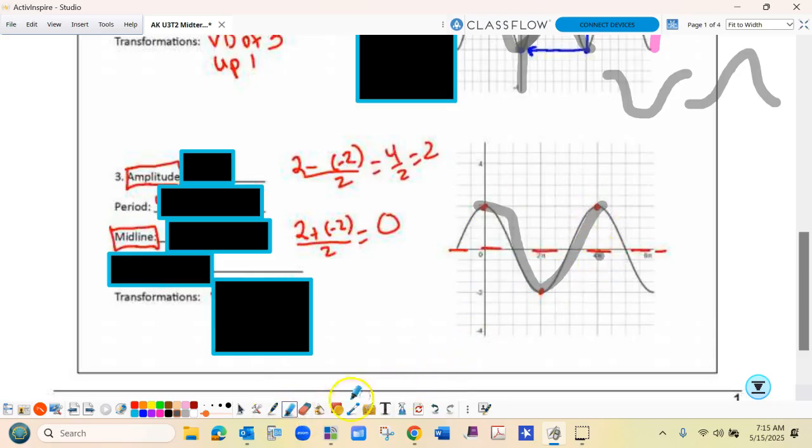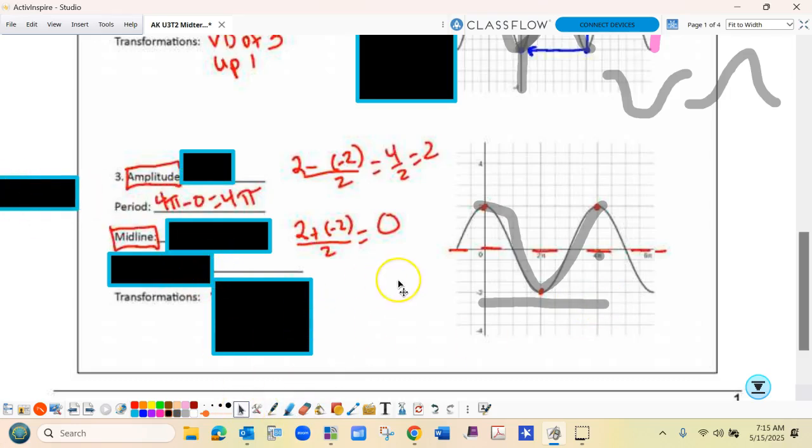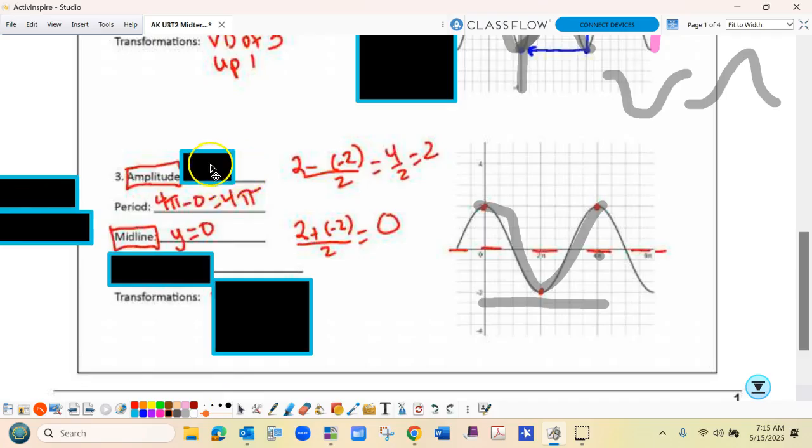stops at 4 pi. Remember, this distance from the y-axis to the end of the U shape, that is your period. 4 pi, your midline did not change. Your midline is still at 0 because your amplitude is 2. So 2 up from 0 is 2, that's the max. 2 down from 0 is -2, that's your min. And so our midline is 0 and our amplitude is 2.